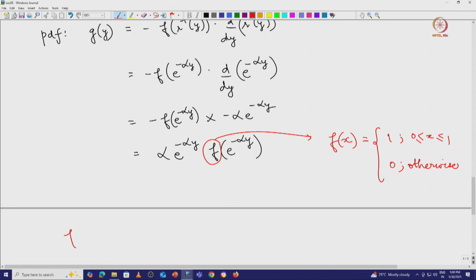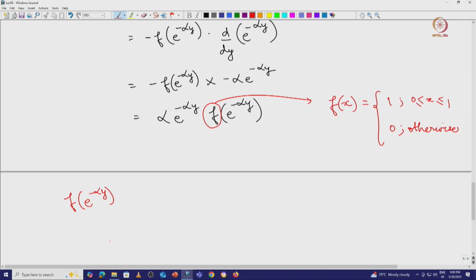So therefore f of e to the minus alpha y will be equal to 1 if e to the minus alpha y is between 0 and 1, and it will be 0 otherwise. Now this condition, which is written in terms of the exponent of minus alpha y, can be written simply in terms of y. How can you do that? You can take log on both sides.